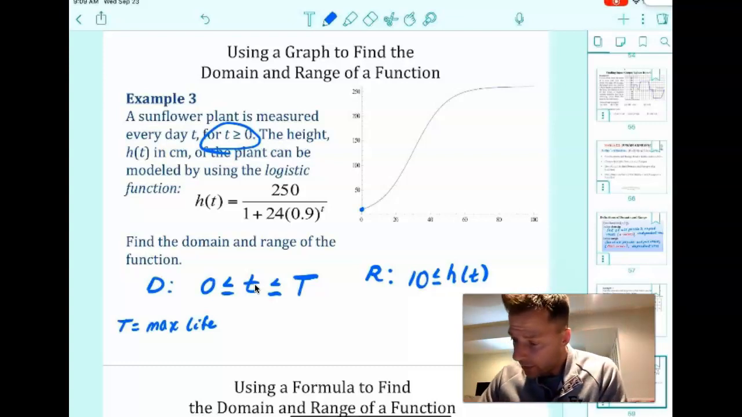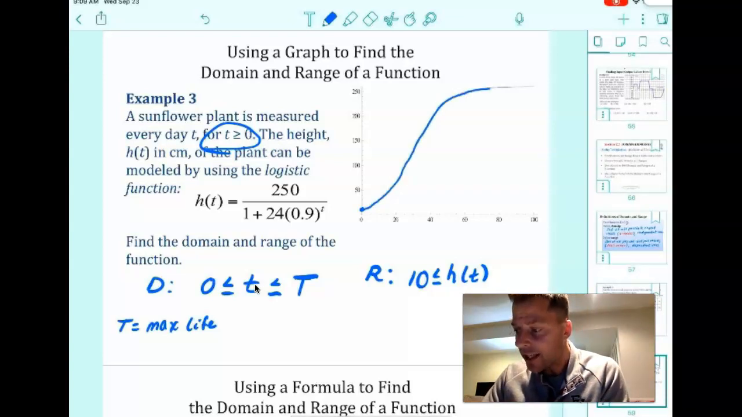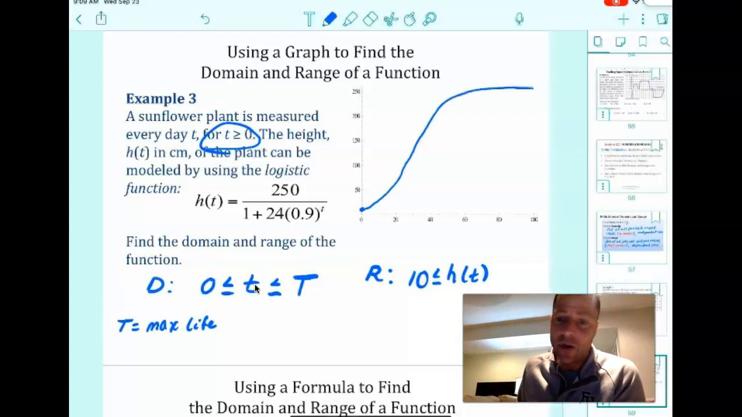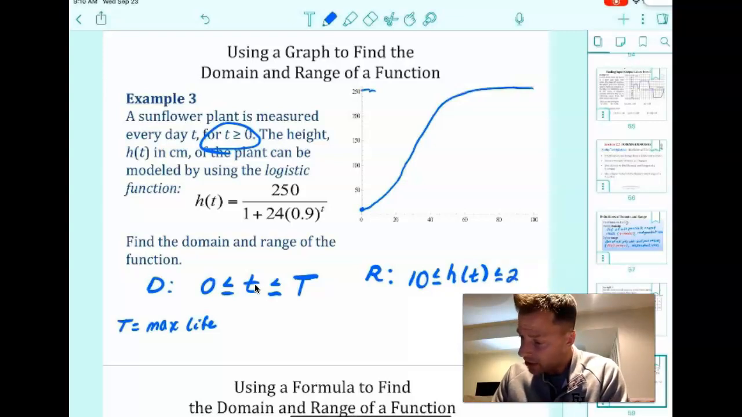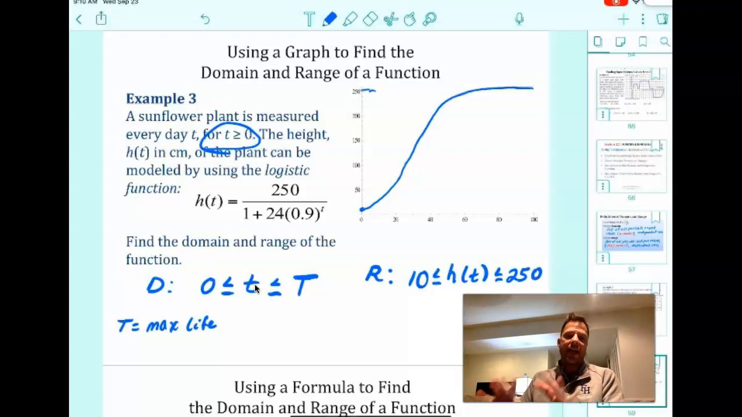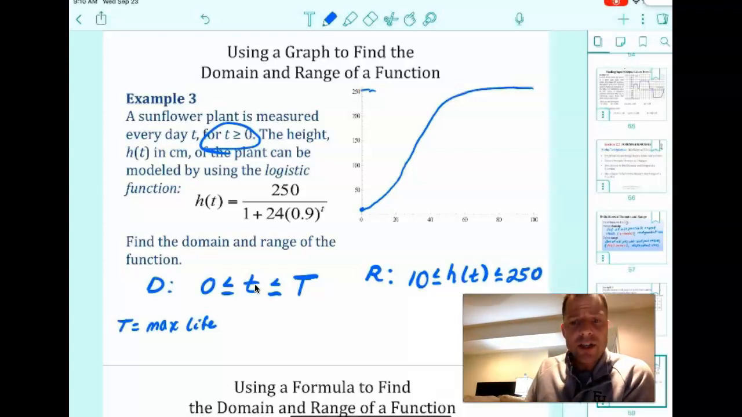What I love about this is that it's going to grow, and then eventually you're going to get to your maximum height. You don't grow forever, right? I maxed out about 6'3.5". Wish I was 6'6", but I maxed out. So this is going to max out, and if you look up there, it's going to be about 250 centimeters is the maximum. So that is the range of our function.